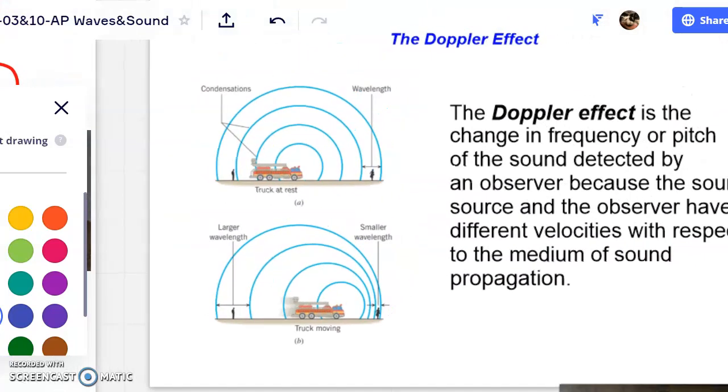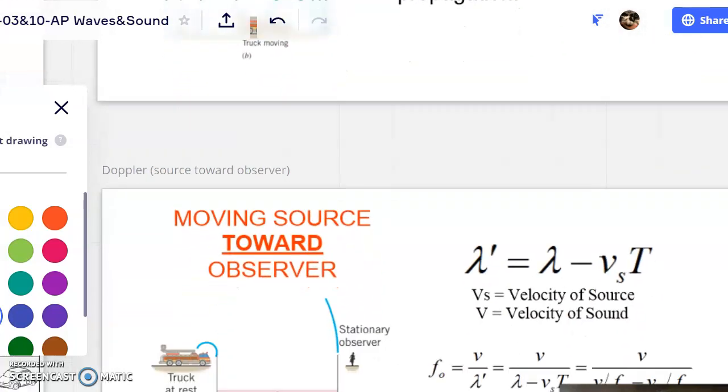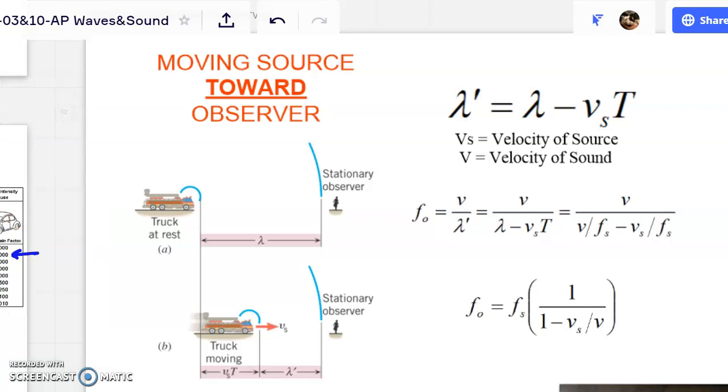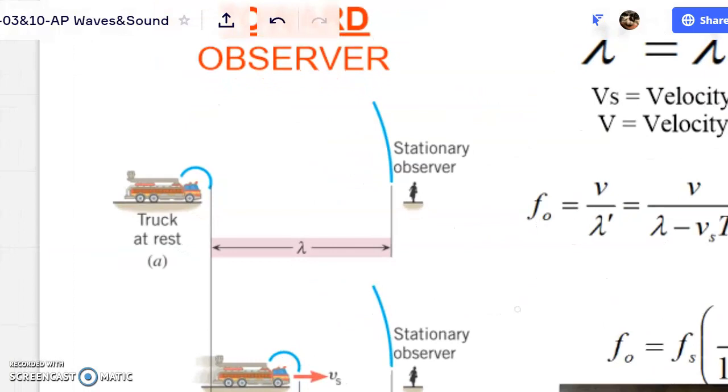We're going to talk about when the source is moving, like we just saw in that video, and then we're going to talk about when the observer is moving. And those give you similar but slightly different effects. Let's talk about if the source is moving towards the observer. In this picture, I have a fire truck. And the fire truck at rest is producing a wave. The distance between compressions might be pretty far.